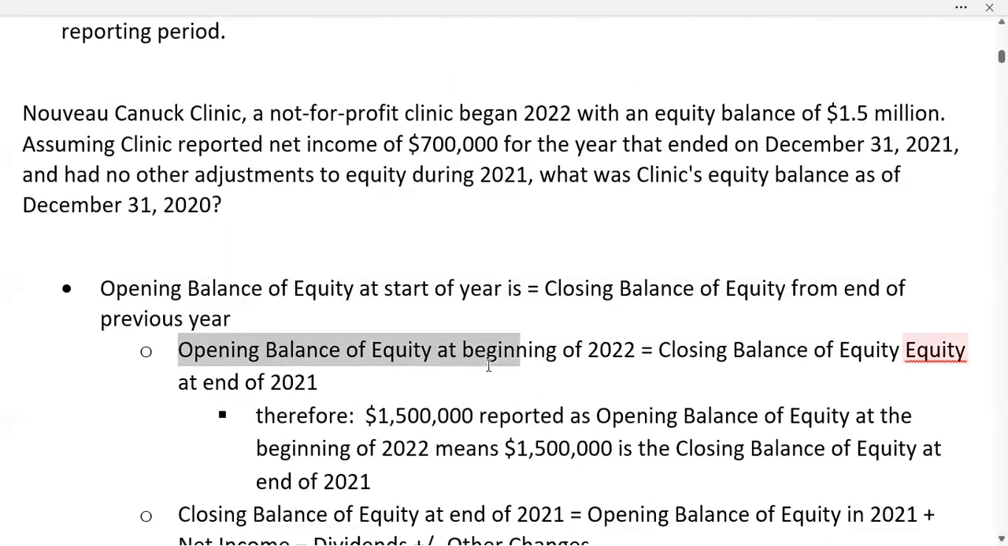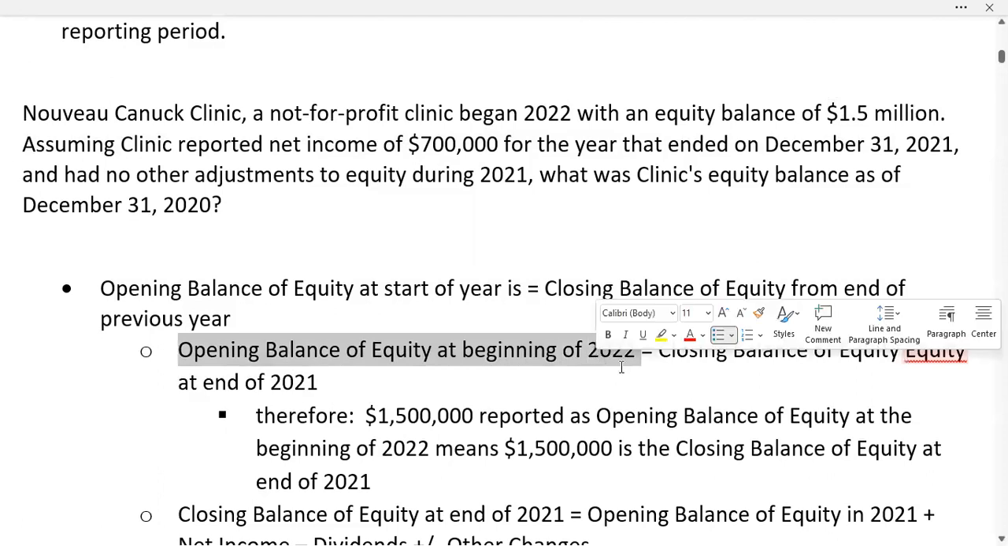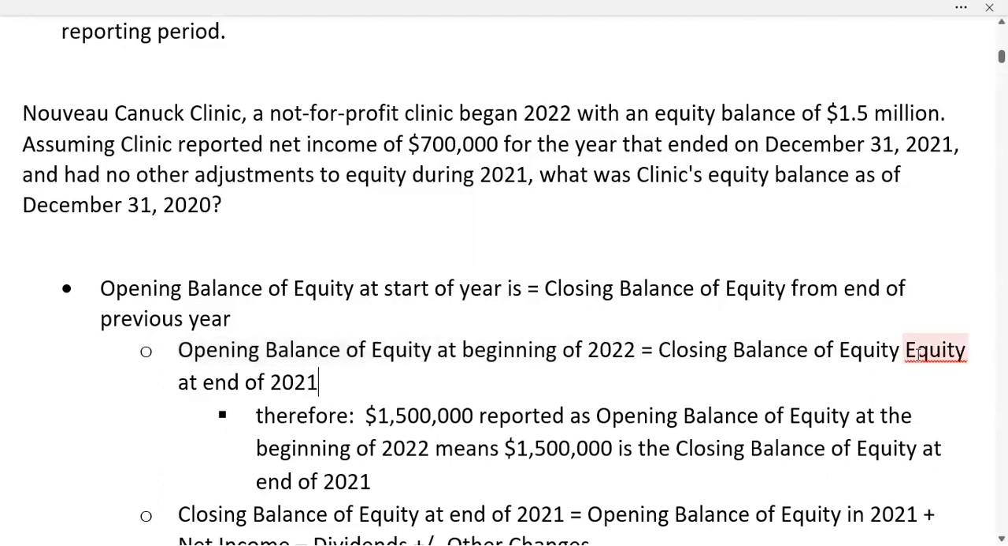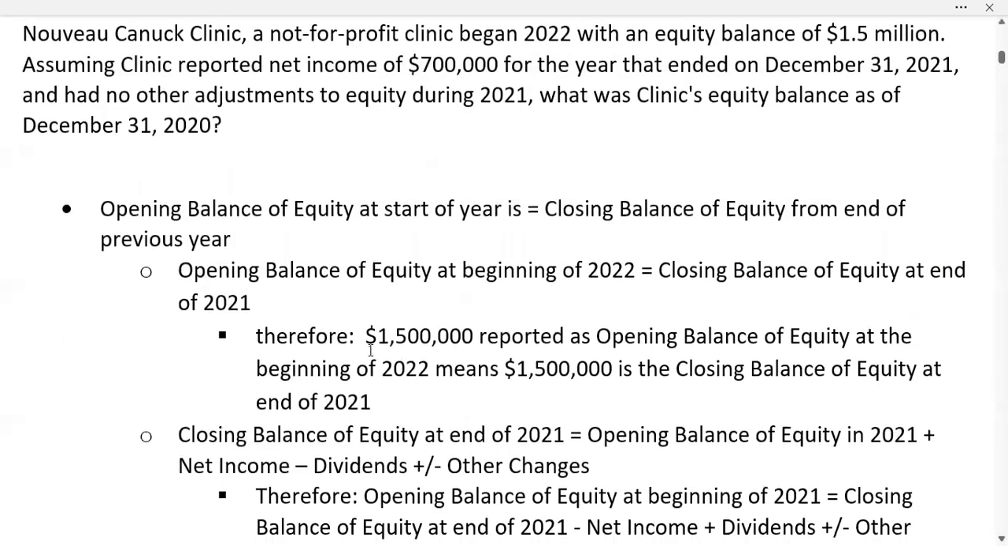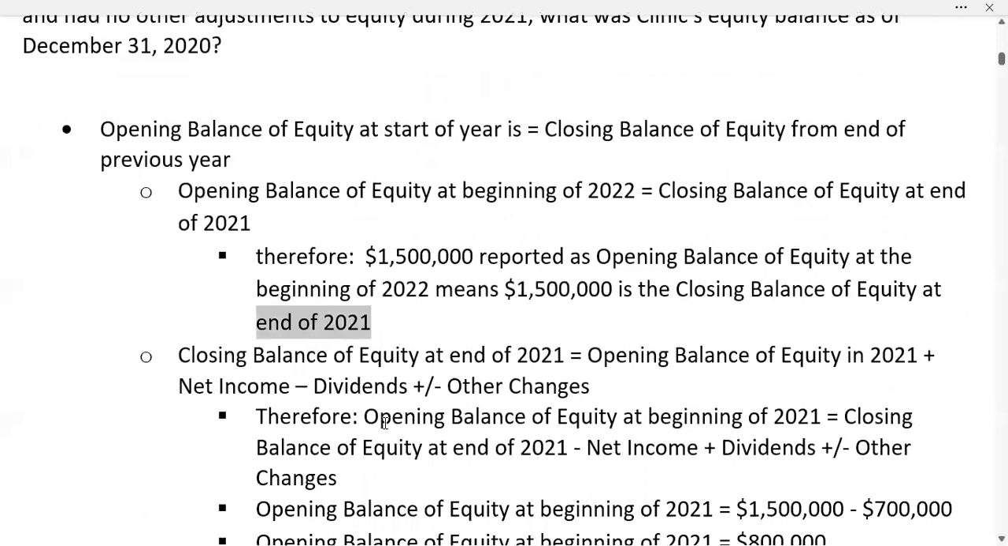opening balance of equity at the beginning of 2022 is equal to the closing balance of equity at the end of 2021. Therefore, the $1.5 million that was reported as the opening balance at the beginning of 2022 means that $1.5 million is the closing balance of the equity at the end of 2021. Right, so now that we know this, we can now calculate for the opening balance of the previous year.